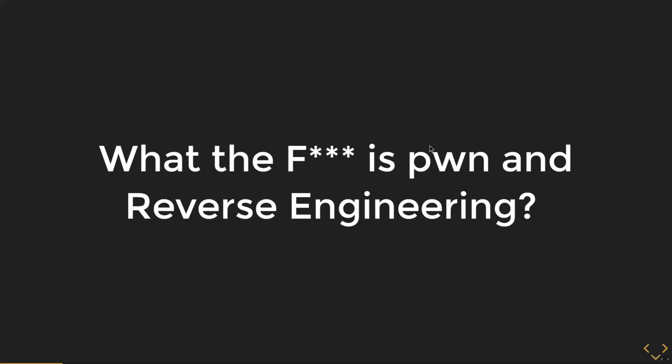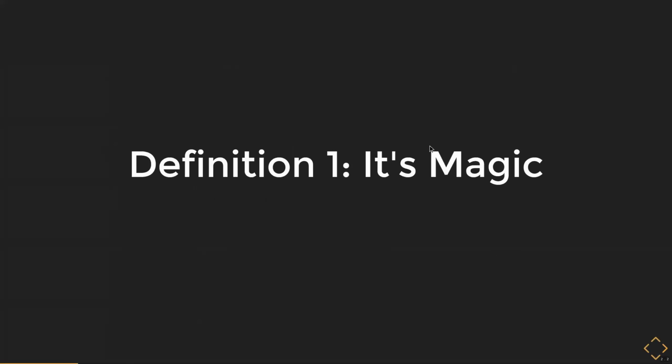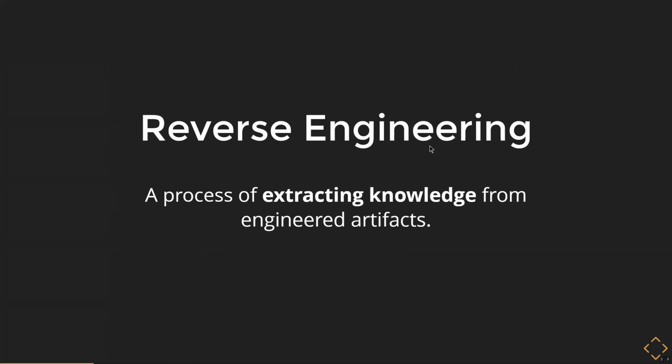So to get started, what the F is PWN in reverse engineering? This is probably the question that everyone has when you first get started in this. So let's start off with the first definition. It's magic. I think we all know it's magic, but we're going to go deeper than that. Reverse engineering is a process of extracting knowledge from engineered artifacts. In this case, we're going to be focusing on software, so we're going to be extracting knowledge from software.